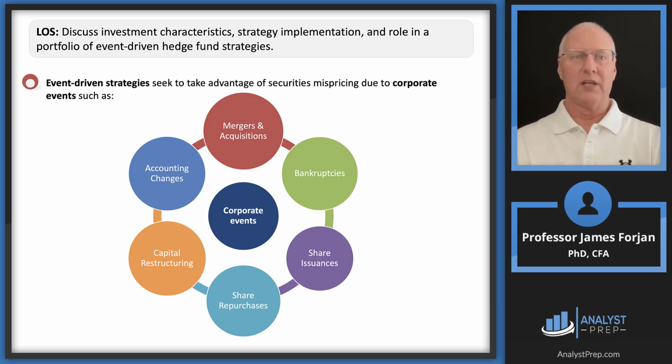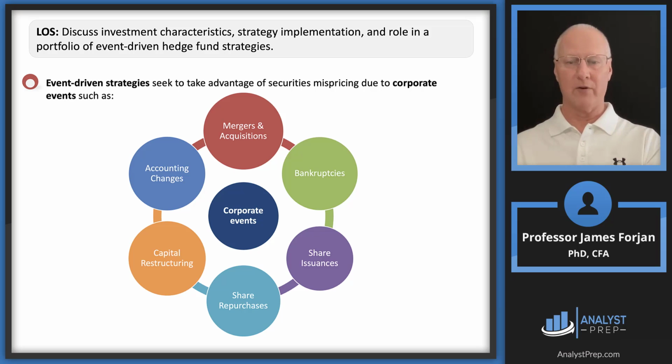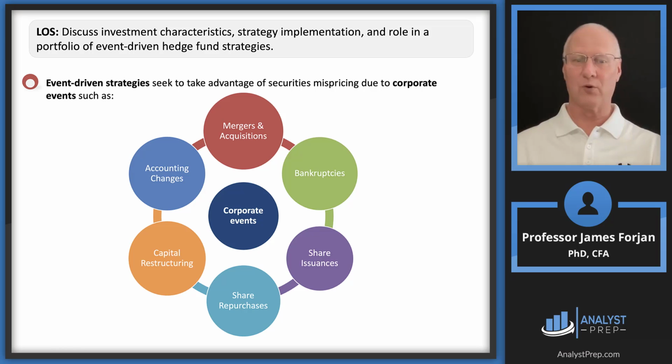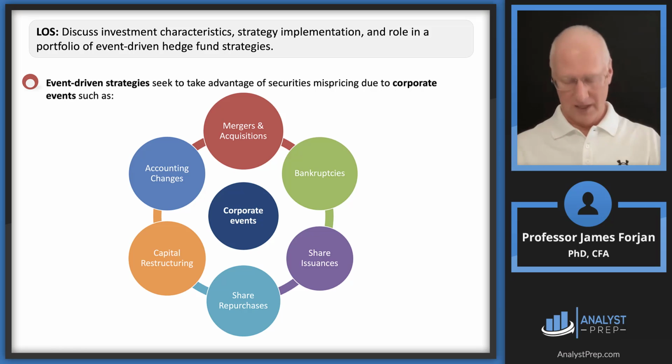Now here's a list, in this illustration, of different events that might lead securities to be mispriced. So the focus again: mergers, bankruptcies, but also share issuances, share repurchases, capital restructuring, accounting changes. So that goes back to the M-score there. You see how all this is linked? And the CFA program really is linked.